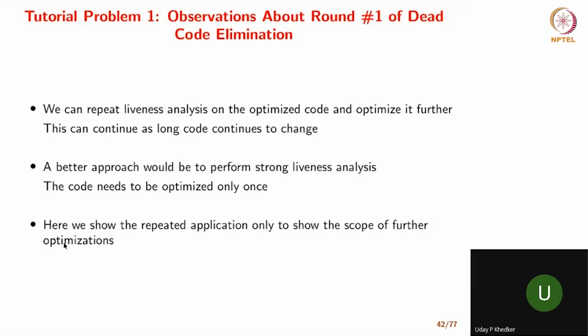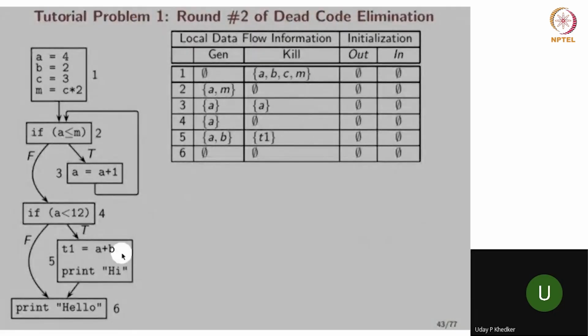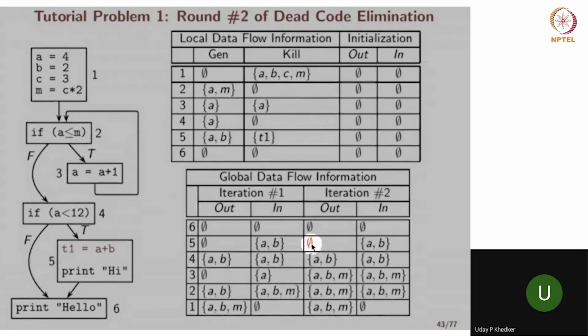Here we show repeated application only to show the scope of further optimizations. Okay, so we have removed this statement, the assignment to A, and we can once again compute live variables analysis. We once again get some information. Observe that this continues to be the empty set, and there is an assignment T1 is equal to A plus B.